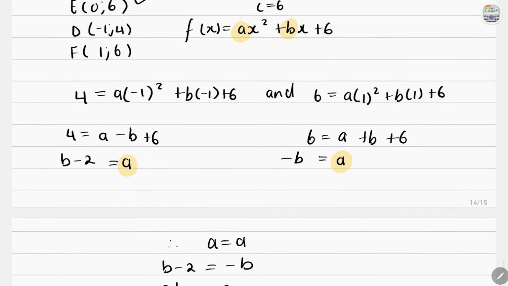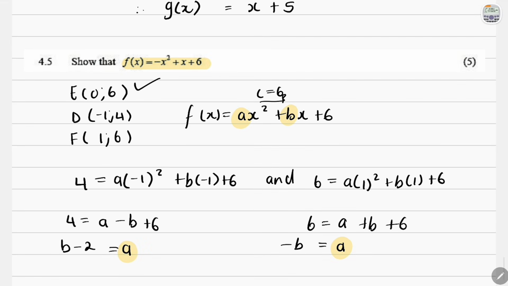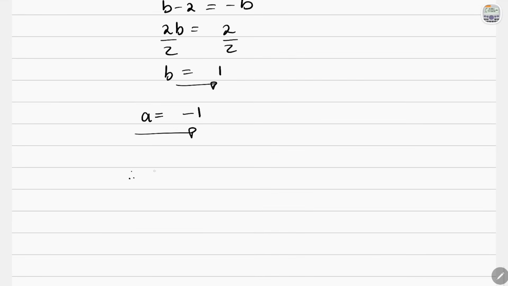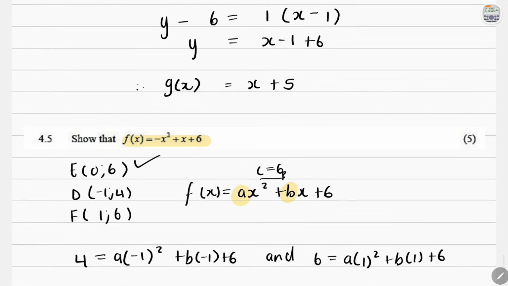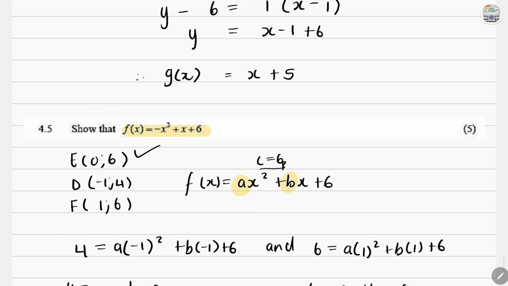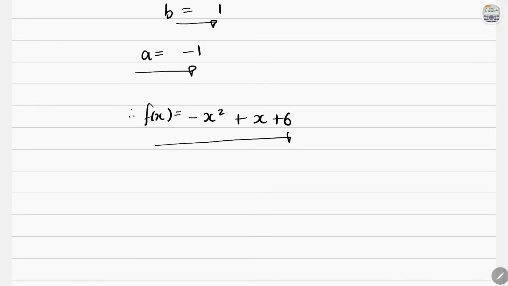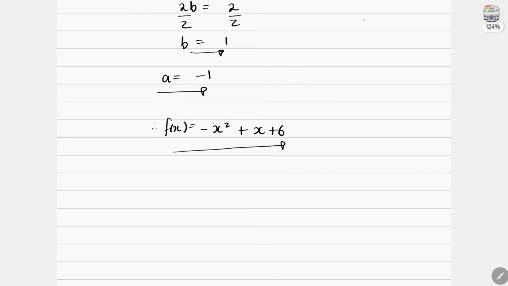And so these are our values of A, B, and C. And finally, f of x is equal to ax squared. Well, A is -1, so -x squared, plus bx, so plus x, and then plus c, which was 6. And that is our answer, -x squared plus x plus 6. And there we go. Moving on to the next question.